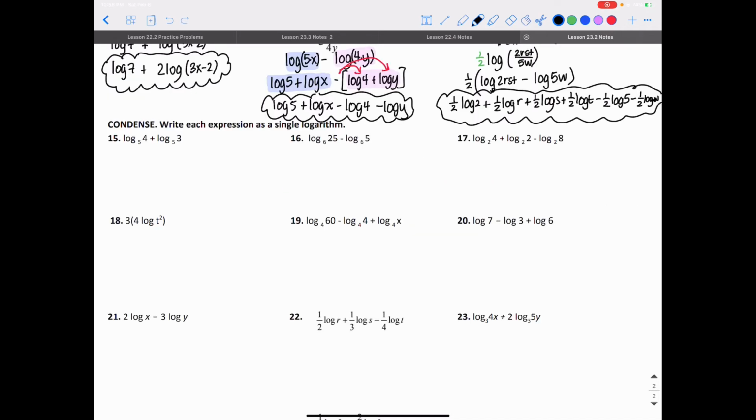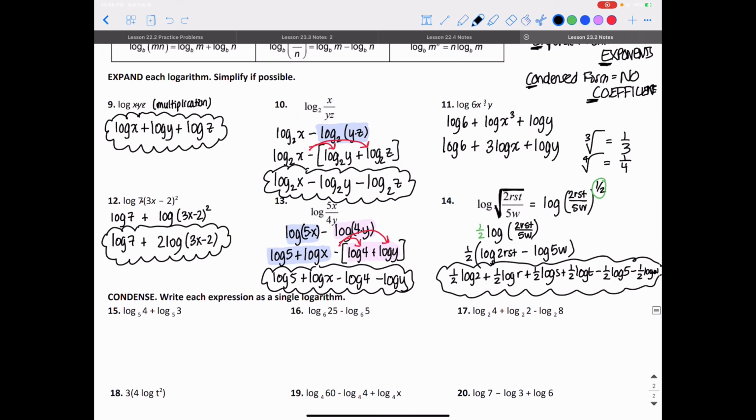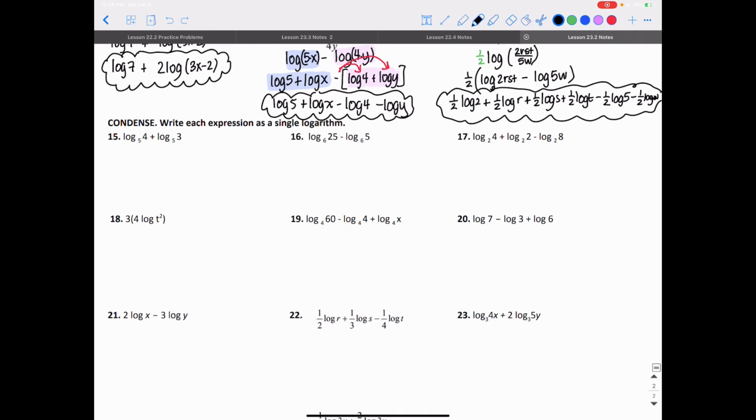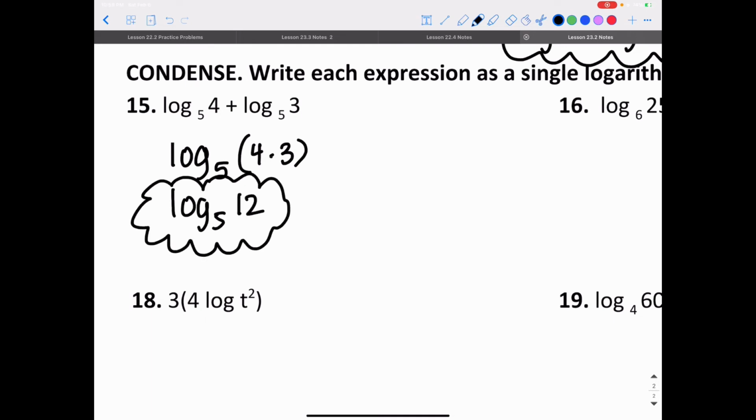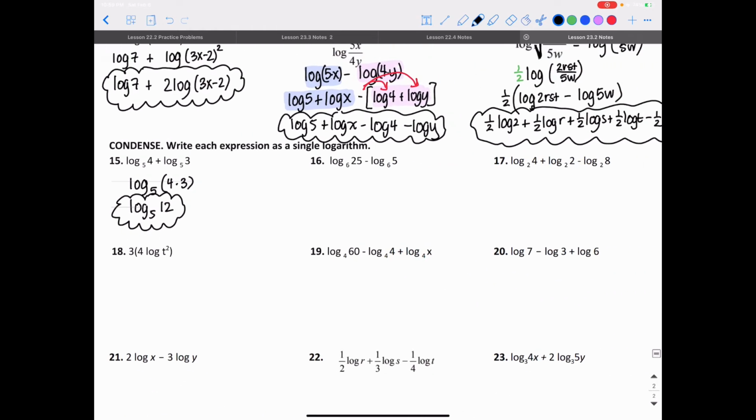In the last video, we talked about condensing logarithms. We're going to do more practice with that. So if I have expanded form, I want to go to condensed form. The opposite of what I just did is what I'm going to do. So I have log base 5 of 4 plus log base 5 of 3. That is addition in between, which means I can condense them, since they have the same base, to be log base 5 of 4 times 3, or log base 5 of 12. I can't simplify that further, so I'm going to leave it as log base 5 of 12.